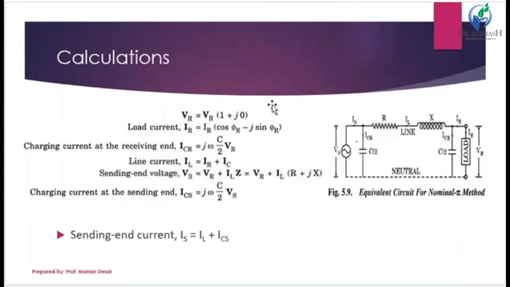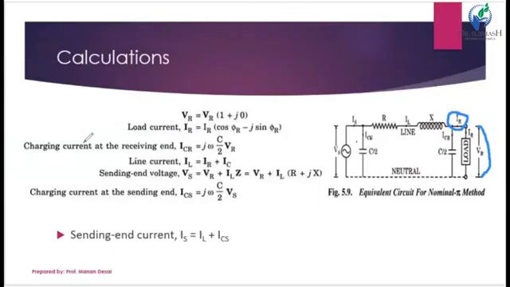After the equivalent circuit, now we can learn the calculations. So from the figure, VR is equal to 1 plus j0. The load current IR is equal to IR cos phi R minus j sin phi R. It is divided into two parts. One, cos phi R, is the real part, and minus j sin phi R is the imaginary part.